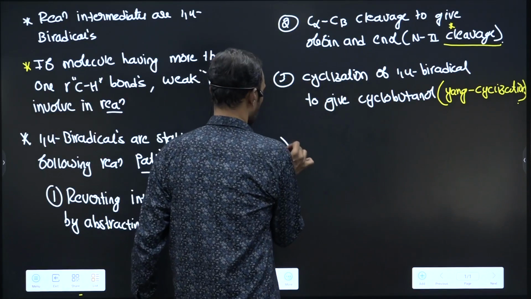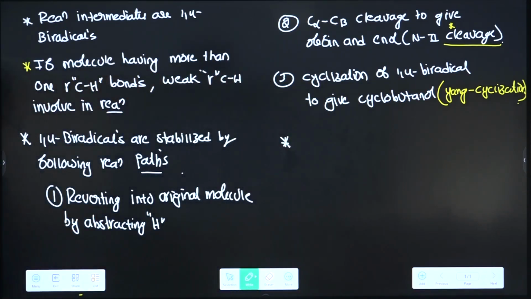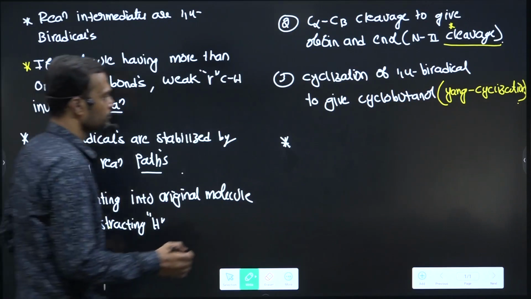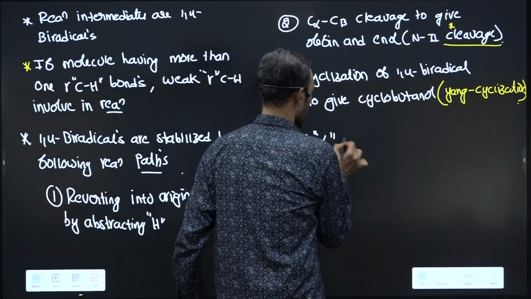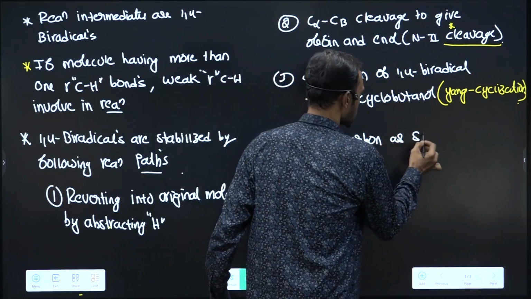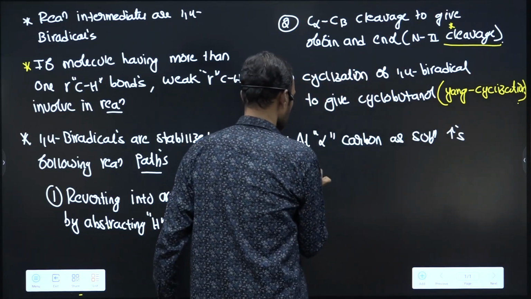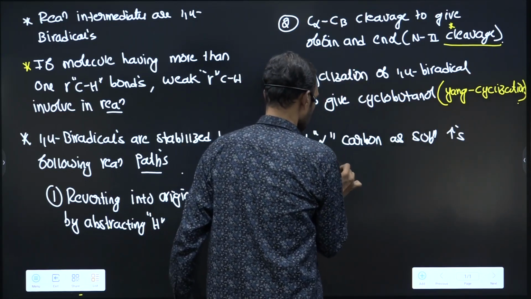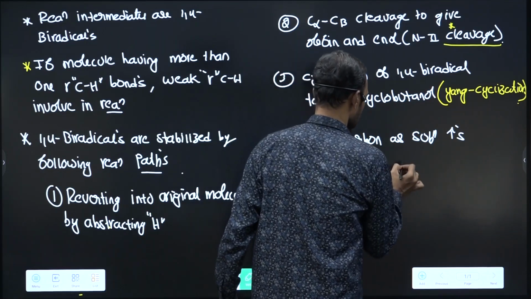Next, you write one more point. You remember these 3 points in Norrish II: reabstraction of proton, Norrish II cleavage to give olefin and enol, then finally cyclization. See, at the alpha carbon, as substitution increases, cyclobutanol percentage increases.